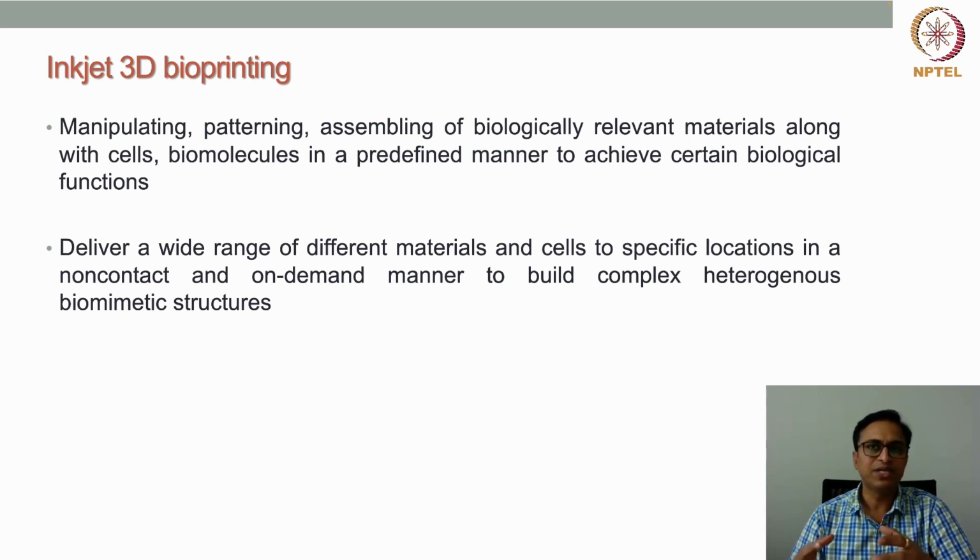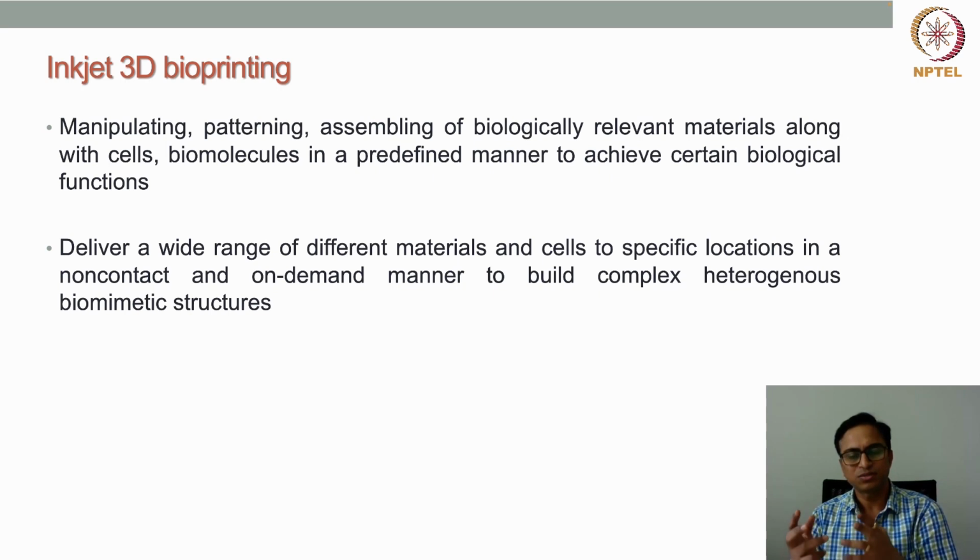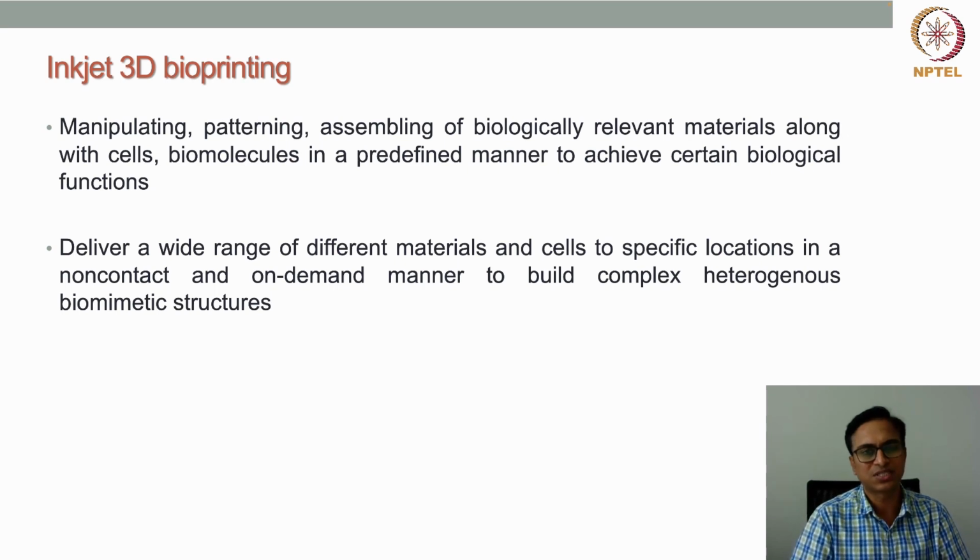Here, the capability of this printing technology is that it can deliver different types of materials and cells. We can use different types of materials and cells to produce these droplets and then deliver them to specific locations in an on-demand manner. So wherever we want, at whatever locations we want, we can deliver these materials along with cells or without cells or with biomolecules, in a non-contact, on-demand manner, to build complex heterogeneous tissue structures.